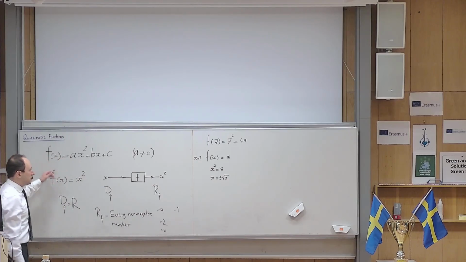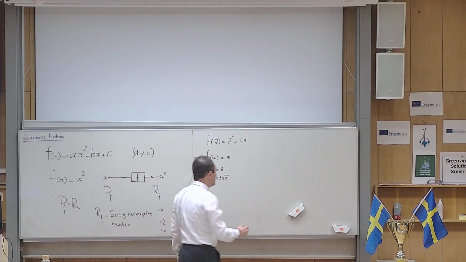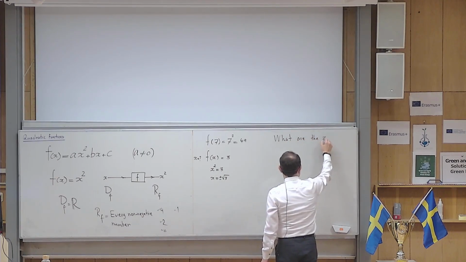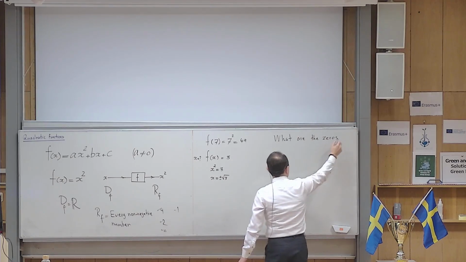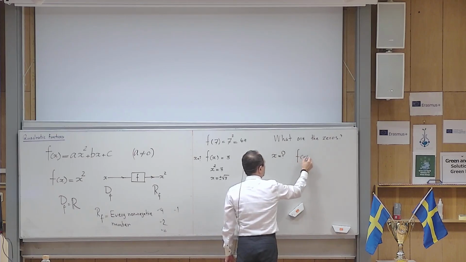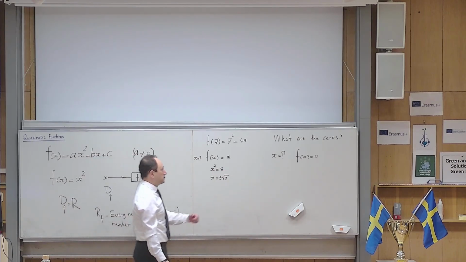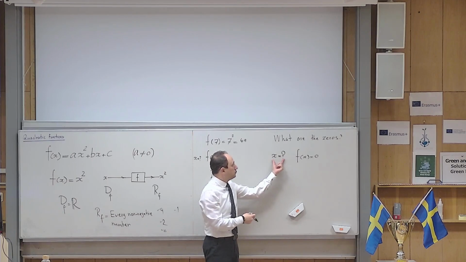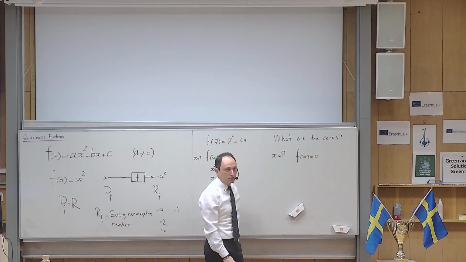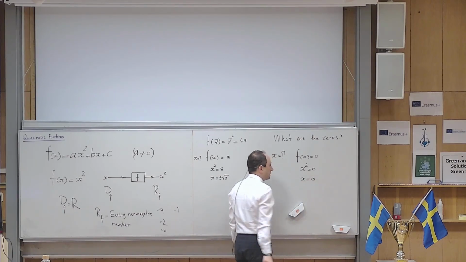I can ask something about, in Swedish they call it nollställe, but this means the zeros of the function. So I can ask you, what are the zeros of this function? So what does it mean? It means that I am asking for which value f of x is 0. So when I ask what are the zeros of a given function, I am asking for all possible inputs that generate 0. Okay, so how can I answer this question? f of x is x squared equals 0. I find x. There is only one answer to it, and that's 0.